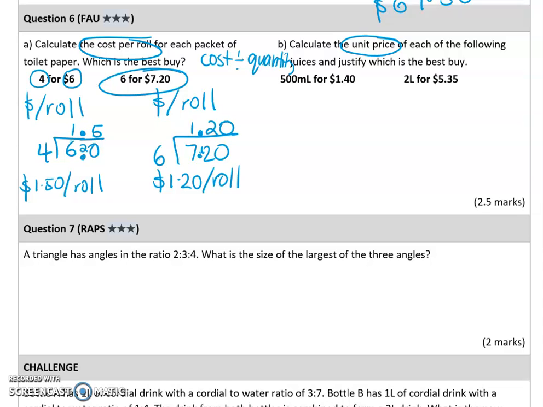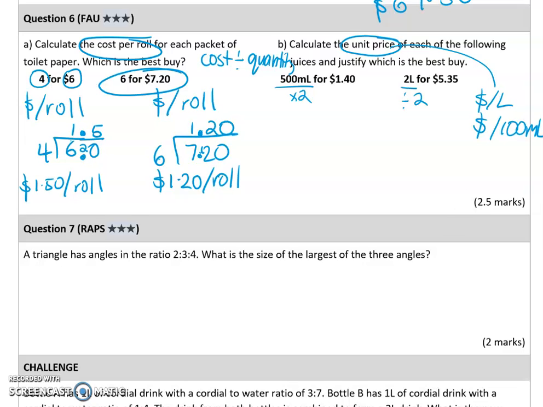Calculate the unit price. Unit price often deals with cost per litre, cost per 100 mL, could be cost per item. In this situation, we've got 500 mL or 2 litres. It would be the easiest process to find out per litre. Now, cost divided by quantity is a formula that you can use, but in this situation, I noticed that it might be quicker and easier to turn this into 1 litre by multiplying by 2. It might be quick and easy to turn 2 litres into 1 litre by dividing by 2.